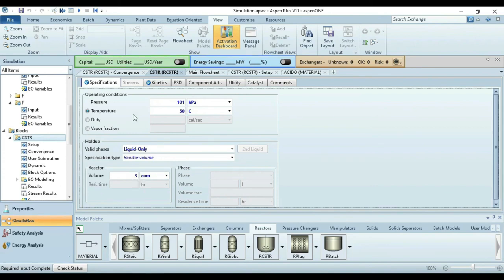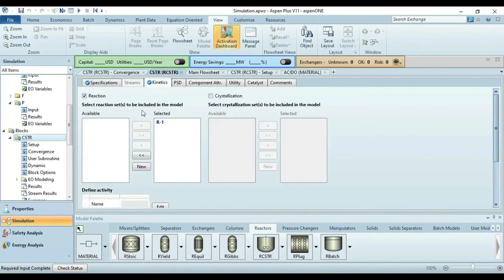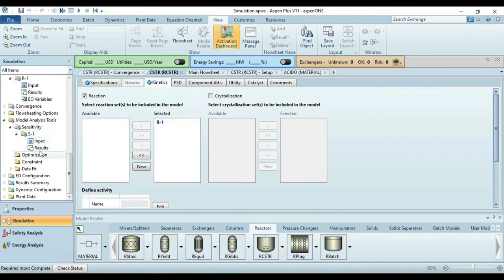So this is the volume for our reactor. Okay, let's configure the kinetics. For configuring the kinetics in this kind of reactor, we need to import a package of reactions. So the reactions are not defined inside the block. We define this package of reactions and we import it here.